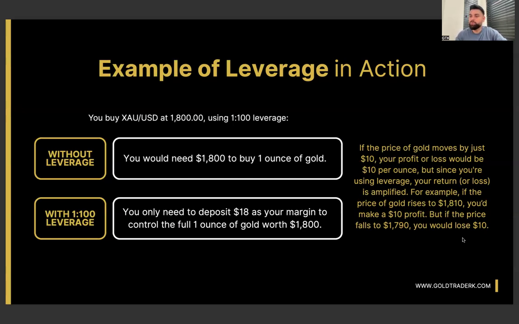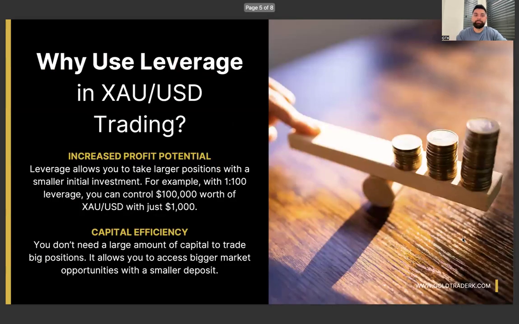If the price of gold moves by just $10, your profit or loss would be $10 per ounce. But since you're using leverage, your return is amplified. For example, if the price of gold rises to 1810, you'd make $10, but if the price falls to 1790, you would lose $10, not the entire amount.